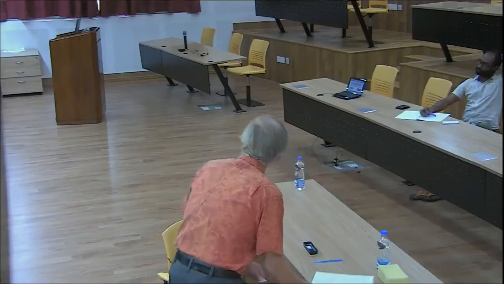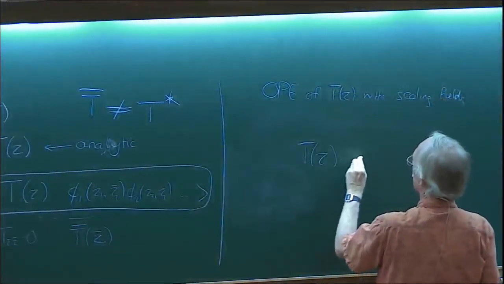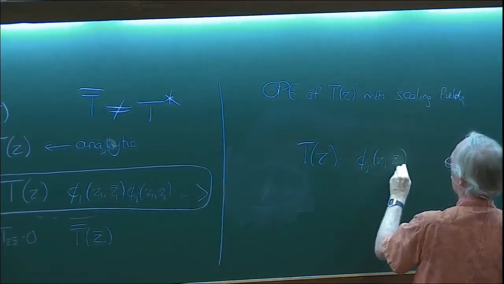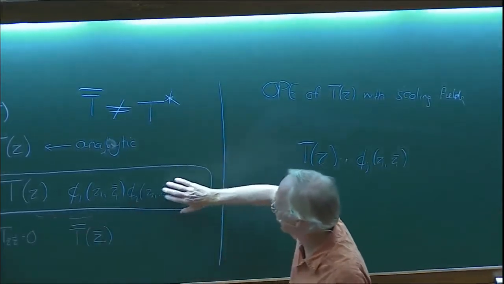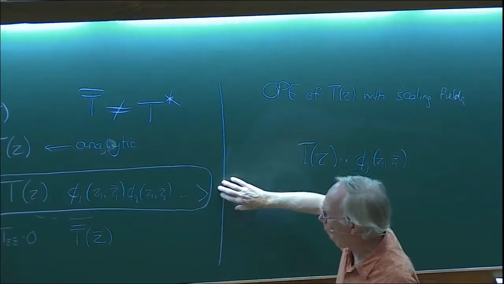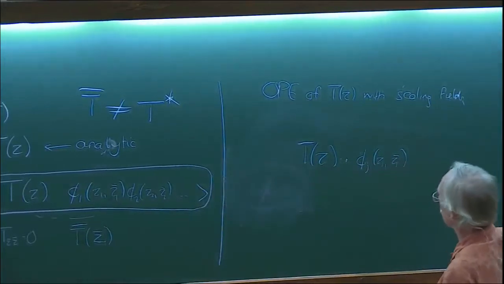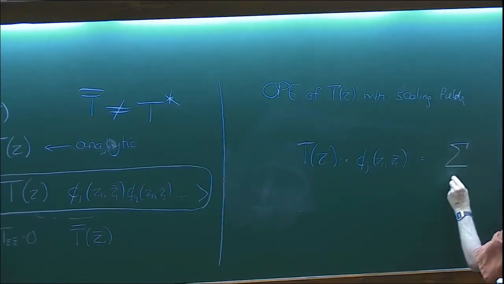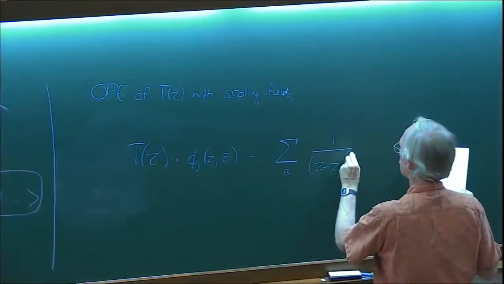So let me actually write that down. So I take T of Z and I take, for example, phi j of Zj, Zj bar, and I look at the OPE. That means that I look at all possible correlation functions with all possible other operators here, but I just want to pull out the singularity as Z approaches Zj. So it's going to have the form of a sum over n of 1 over Z minus Zj to the 2 plus n.